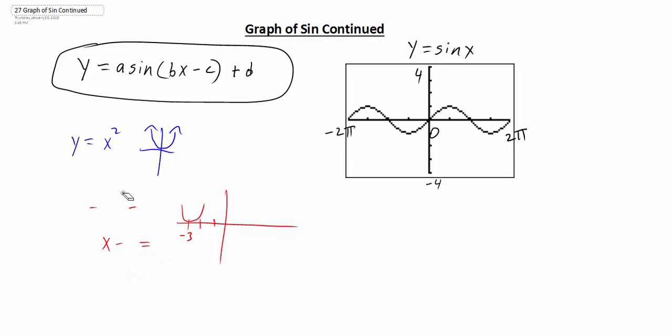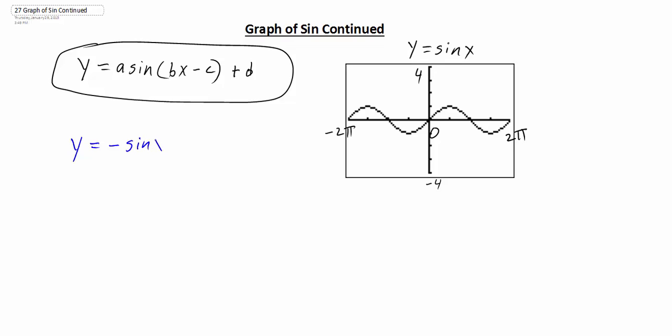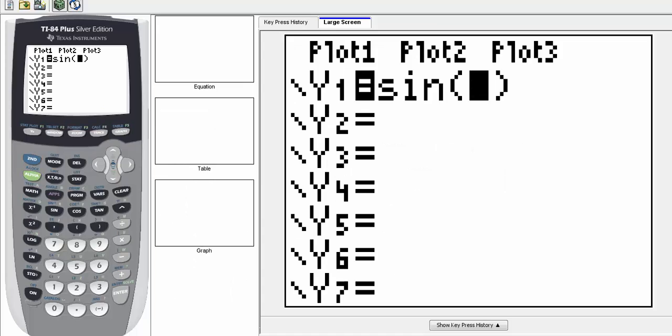So that's some of the things we're going to look at here, but we're going to apply this to our sine function. So if you can remember those transformations, they're going to be very similar here. So if we simply look at y equals negative sine x, this negative in front, what effect is that going to have on our graph?